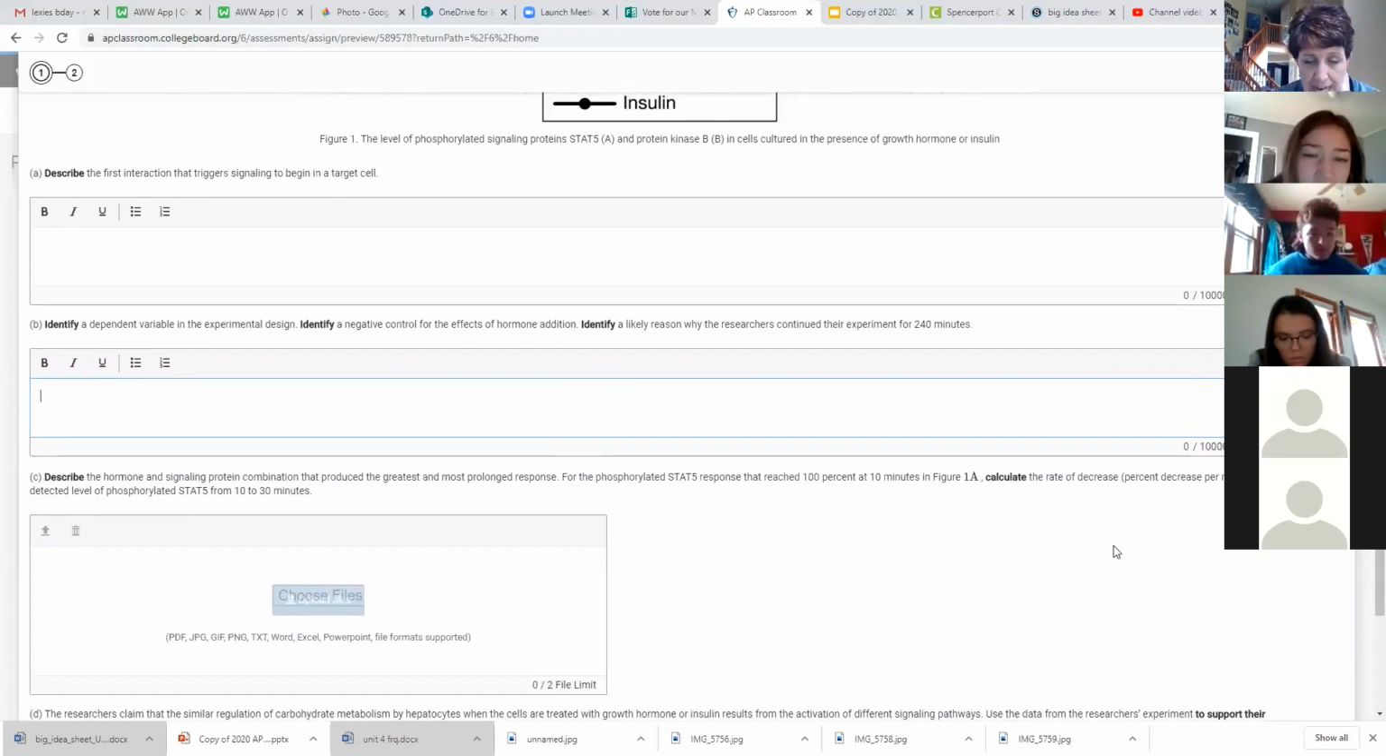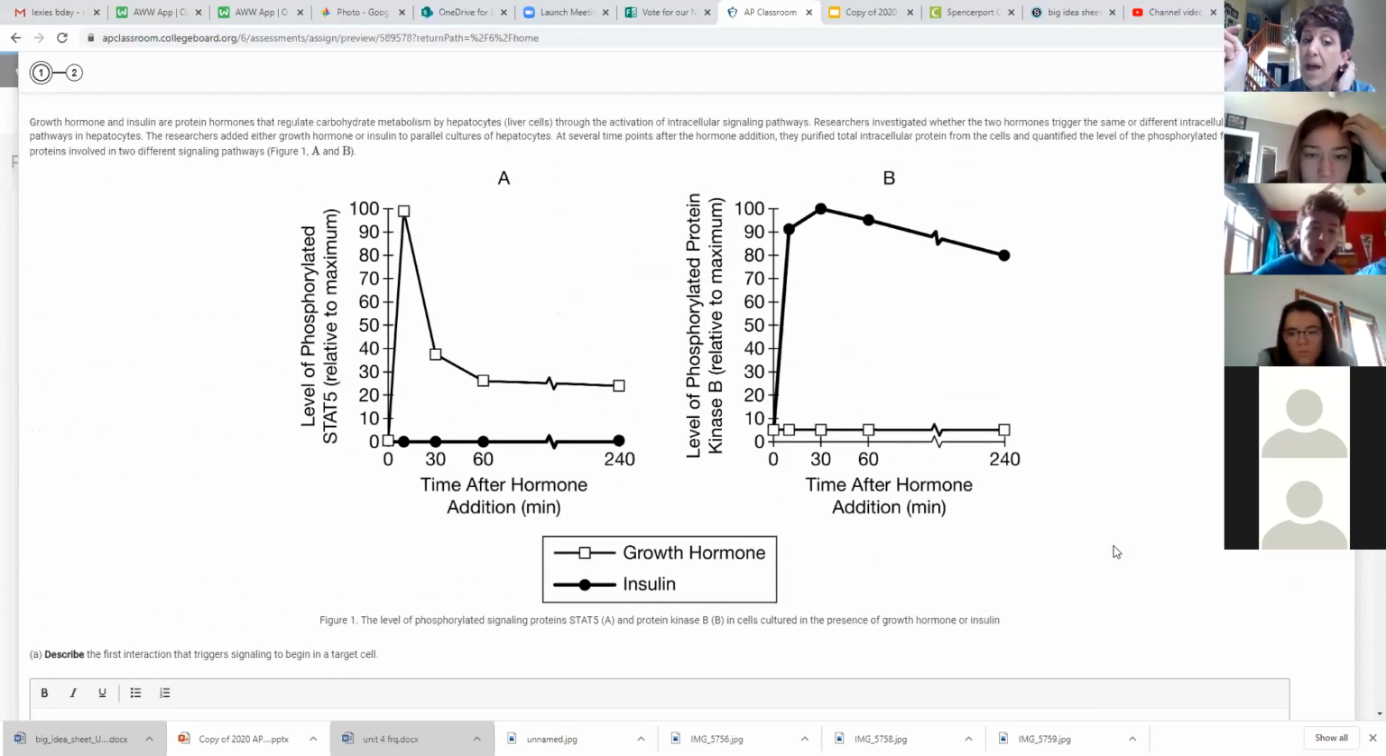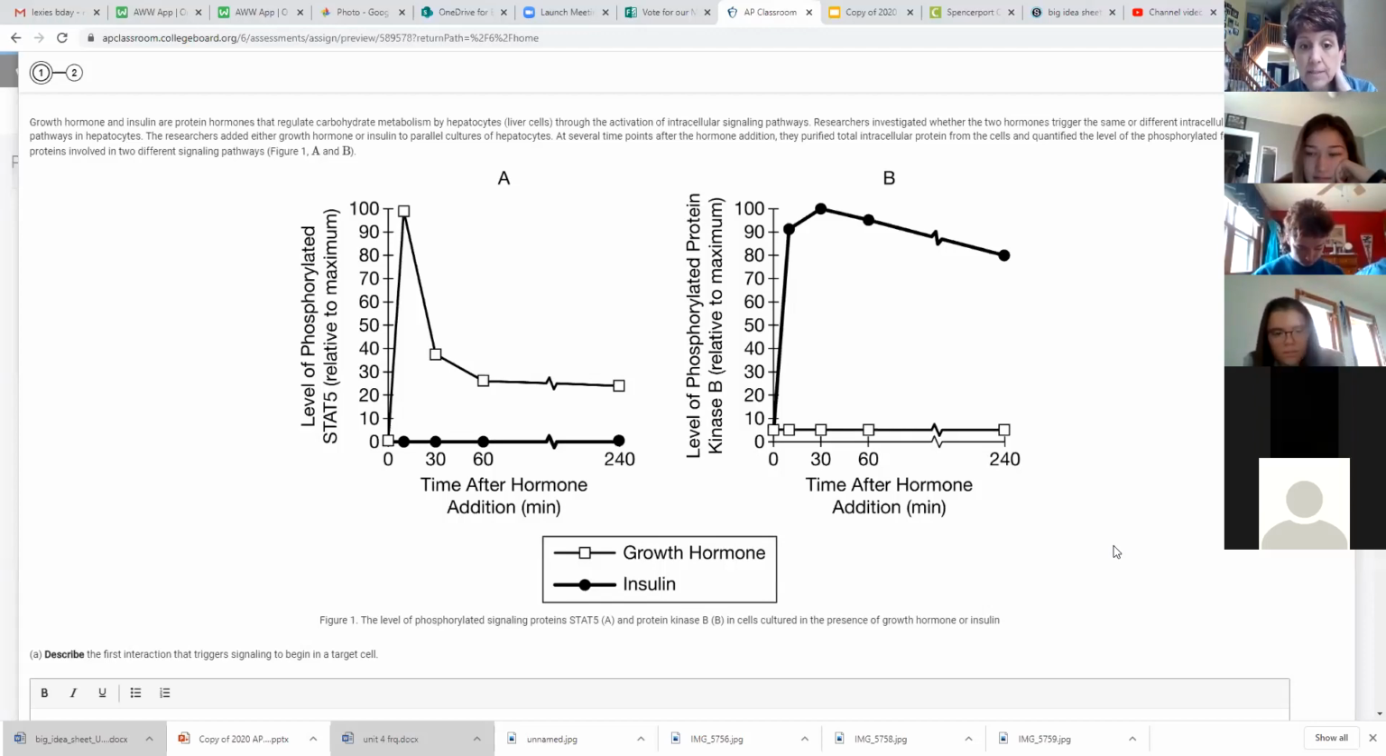Then the last one, identify a likely reason why the researchers continued their experiment for 240 minutes. I would say they did it for that long for 2 reasons. Number 1, they want to see what happens to it over time. Like, will it stop working? Look at A. It makes it and then it goes way down, whereas B, it makes it and keeps it up. So they want to see how the level changes over a long duration.